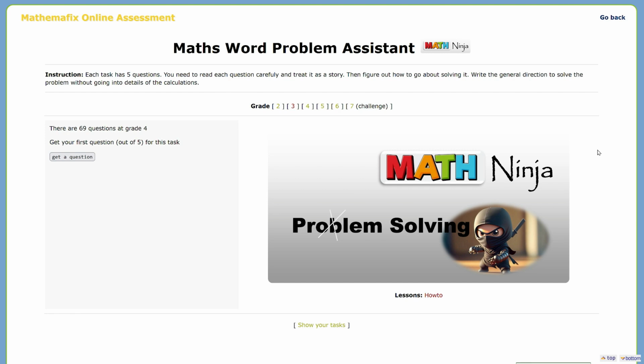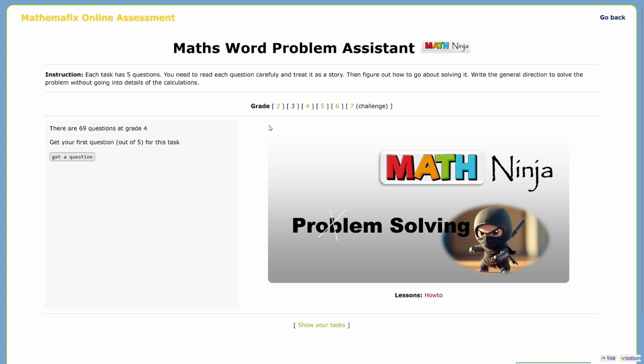You need to read carefully. You need to find out all the things inside and how the things are related. And then you'll be able to work out the steps that you need to take to get to the answer. Now, let's just go straight into one problem and see how things work.